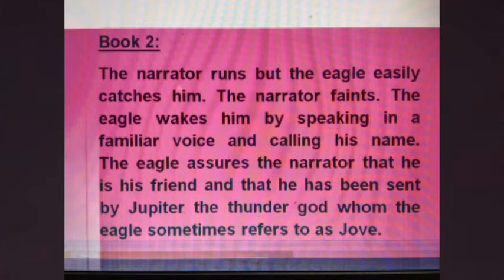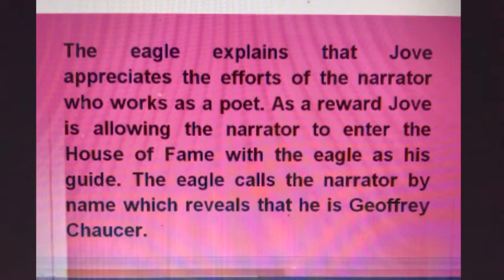The eagle assures the narrator that he is his friend and that he has been sent by Jupiter, the thunder god, whom the eagle sometimes refers to as Jove. So the eagle says there is no need to be afraid because he is not an enemy but a friend. So the eagle has come to help the narrator because Jupiter, the god, wants Chaucer to be helped by the eagle so as to make him happy in his dream, so as to fulfill one of Chaucer's dreams.